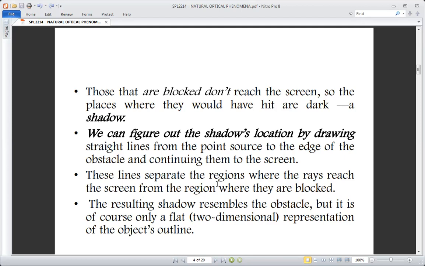Okay, I think the next slide should have a figure. The resulting shadow resembles the obstacle, but it is only a flat two-dimensional representation. So if you're the object creating a shadow, you are three-dimensional, but the screen will only show the two-dimensional representation of yourself. So a shadow largely is two-dimensional as opposed to the object, which is three-dimensional.